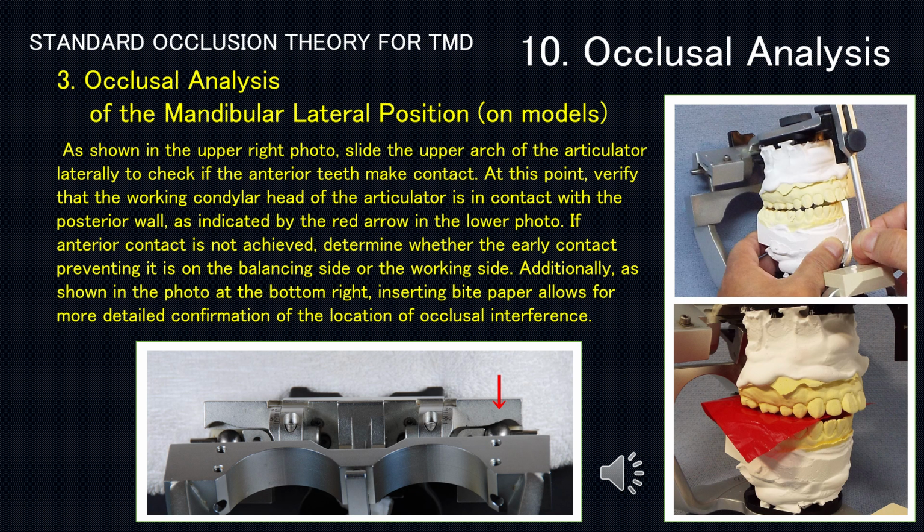If anterior contact is not achieved, determine whether the early contact preventing it is on the balancing side or the working side. Additionally, as shown in the photo at the bottom right, inserting bite paper allows for more detailed confirmation of the location of occlusal interference.